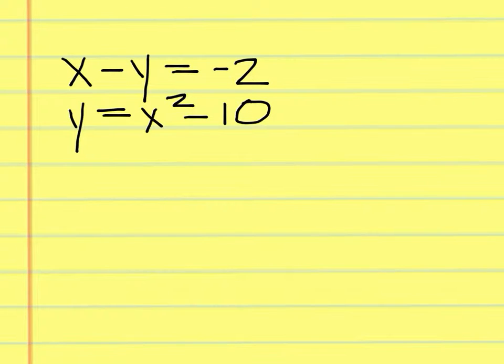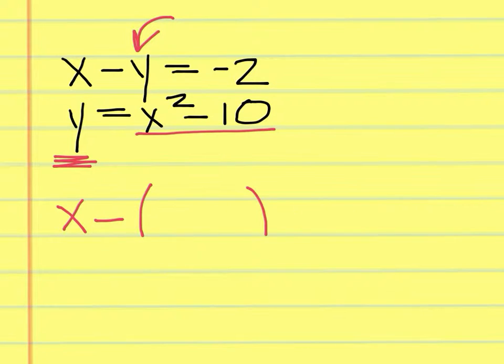For this problem, you're looking for a variable that's already by itself, and we have y that is equal to this expression. So you would have to move that x squared minus 10 into y in the other equation. So it's x minus y equals -2. Instead of writing y, write a set of parentheses, and then insert into that this x squared minus 10.